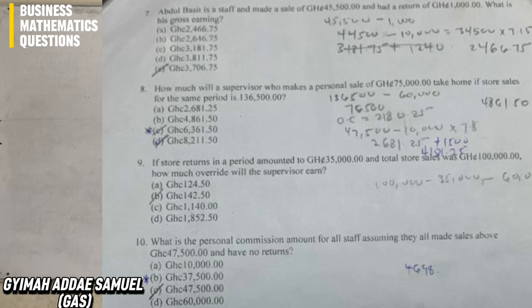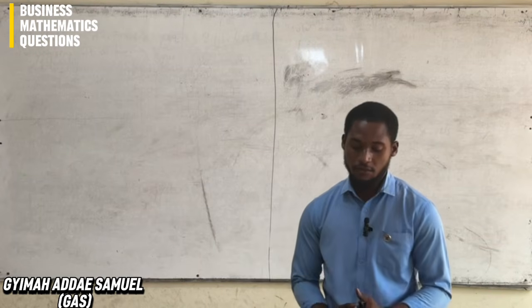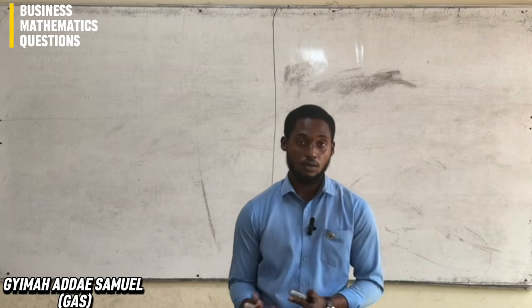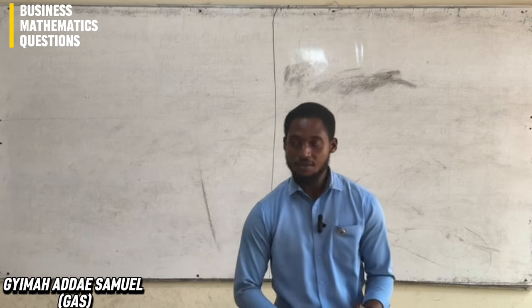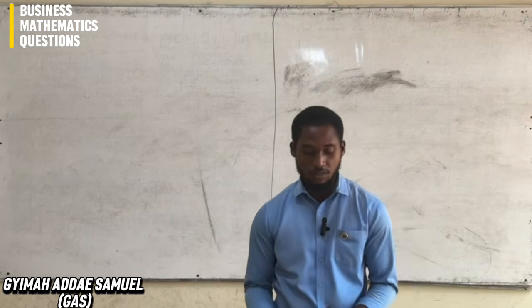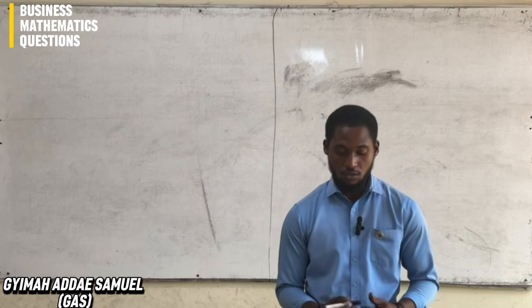So we move on to question 8. It says, how much will a supervisor who makes a personal sale of 75,000 take home if store sales for the same period is 136,500 Ghana cedis? So we know that take home's formula is total earning minus all deductions. And total earning also has a formula which is salary plus override plus commission. So we first have to find out commission.